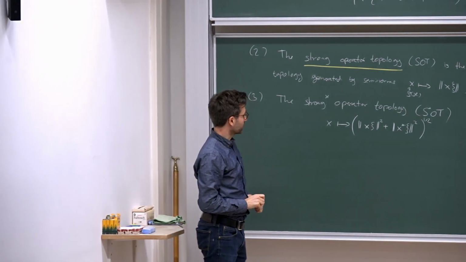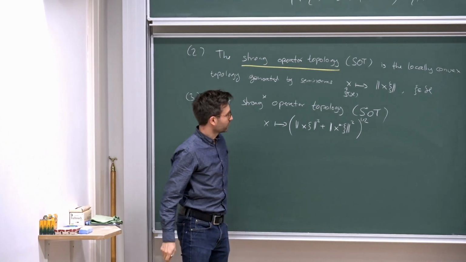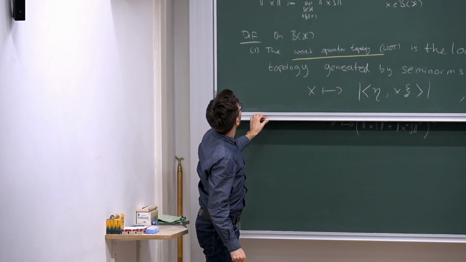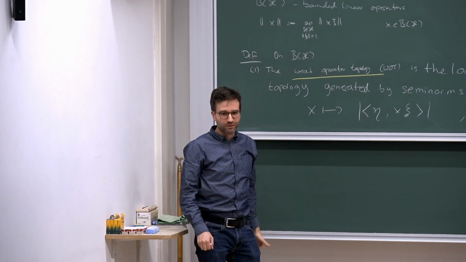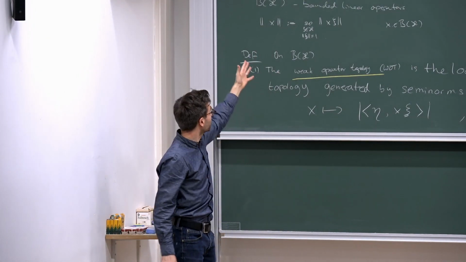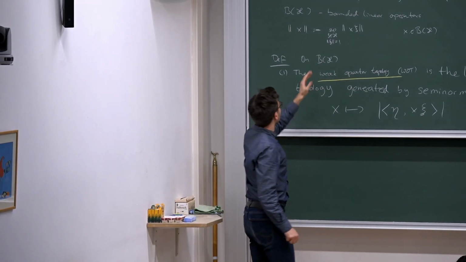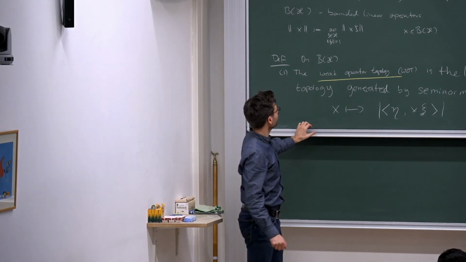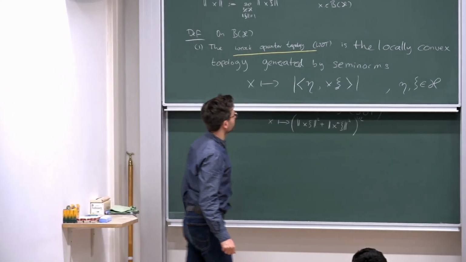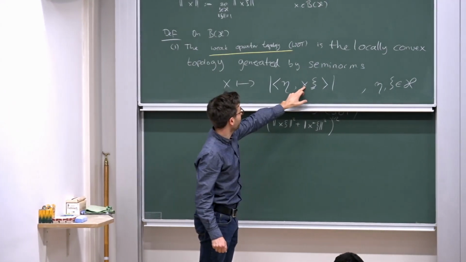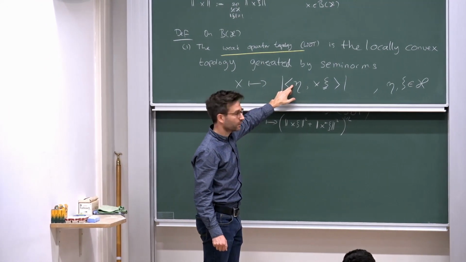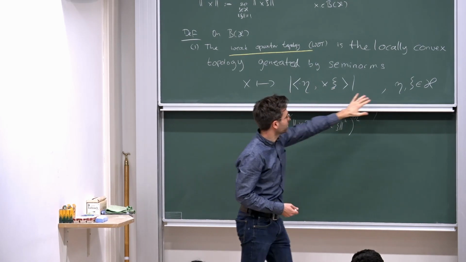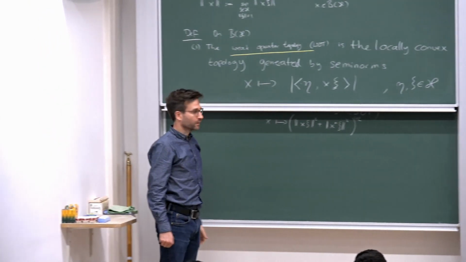So why is this relevant? Why is it important to look at the X star here? If we look at the original norm topology, then this norm has got a C star property. So that means if you take X star, it has the same norm as X. Now, in the weak operator topology, you can do the same. If you take X star, that's the same as putting X here, and then by symmetry, exchanging eta and psi, you get again a weak semi-norm.